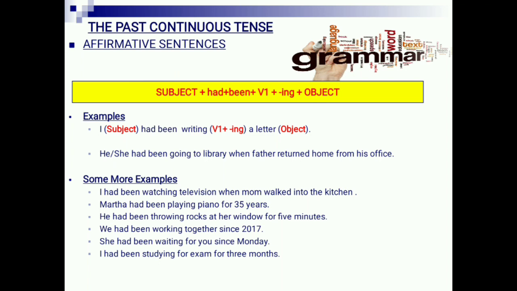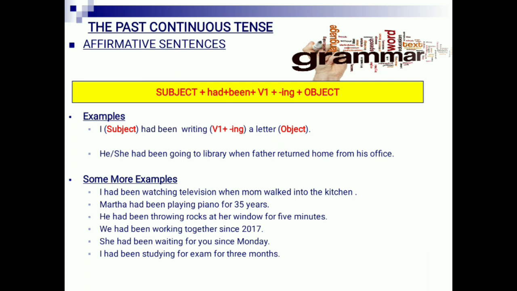For 5 minutes, right? We had been working together since 2017. So here I am using since. Why? To show the time reference. She had been waiting for you since Monday. Right, so she had been waiting for you since Monday. I had been studying for exam for 3 months. Getting?